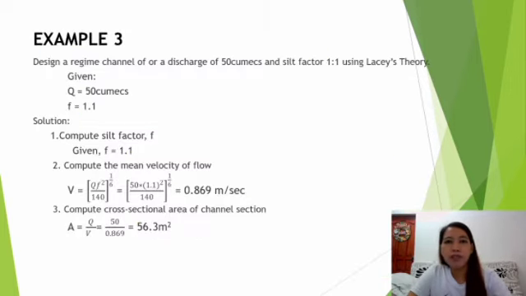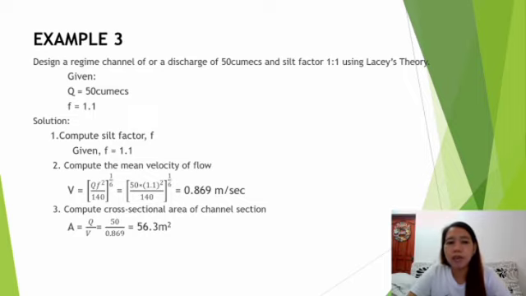So let's have an example for Lacey's theory, given with the equations for this method. Design a channel for a discharge of 50 cubic meters per second with a silt factor of 1.1 using Lacey's theory. So we are given F, and we are also given Q for the discharge. Our first step is to compute the silt factor, so it's already given. The second step is to compute the mean velocity of flow. This is the formula under Lacey's theory. So we have the mean velocity equals 0.869 meters per second.